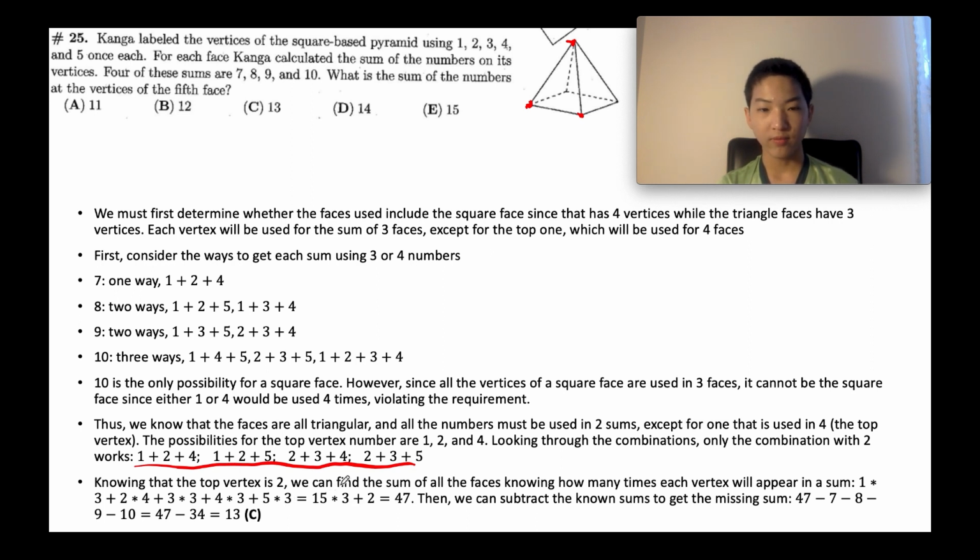So then we can add all of them together. I just did 15 times 3, because the sum of the numbers 1 through 5 is 15. And then there are 3 such sums, plus 2, because there's an extra 2 for being the top vertex. That sum is 47. So then we can subtract the known sums to get the missing sum. Because the sums of all 5 faces must be equal to 47. So we subtract the 4 faces that we know, 7, 8, 9, and 10, to get 13 for the final face, which is C.